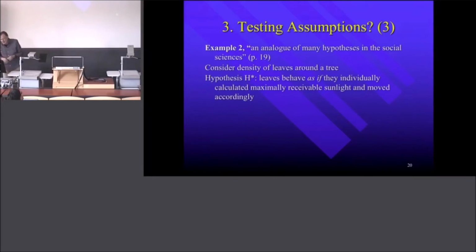There he says, now let's consider the following hypothesis H star, namely that the leaves behave as if they individually calculated maximally receivable sunlight and then moved each leaf individually accordingly. So this H star assumes that each leaf calculates where it gets the most sunlight. Each leaf does that, and then they can move around on the tree however they want. And this is the assumption by which he tries to get an understanding of the density of leaves around a tree.